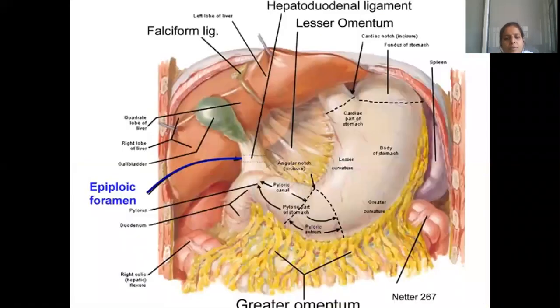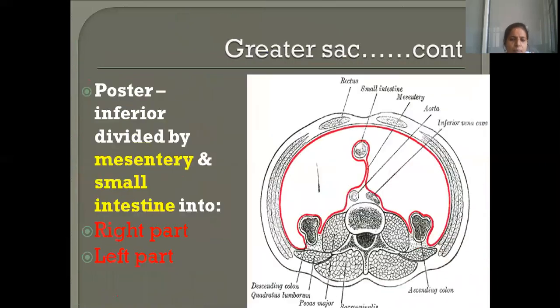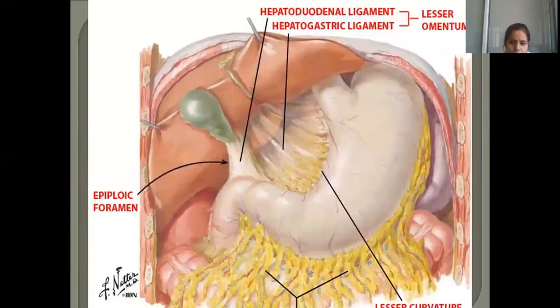Okay. So lesser omentum, I told you it is extending from the porta hepatis region to the lesser curvature of the stomach, isn't it? So in the right free margin of the lesser omentum, I told you we have three structures from posterior to anterior. What are those? Portal vein, hepatic artery, and bile duct. I told you the boundaries of epiploic foramen, which is forming the communication between the greater sac and lesser sac. So all these we did till yesterday's class, isn't it? Yes.